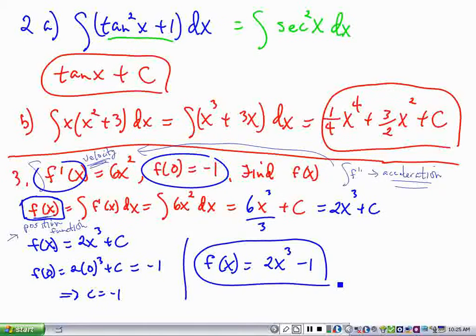So you can go from acceleration to velocity by integrating. You can go from velocity to the position vector or position function by integrating. You can go from the position function to the velocity by taking the derivative of f. So f prime is the velocity, f double prime. Take the derivative of the velocity, you get the second derivative, and that's acceleration.